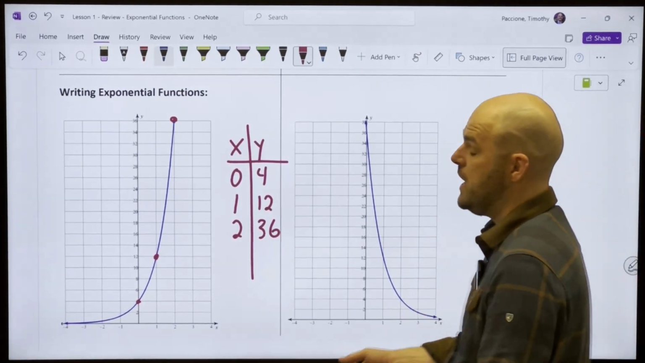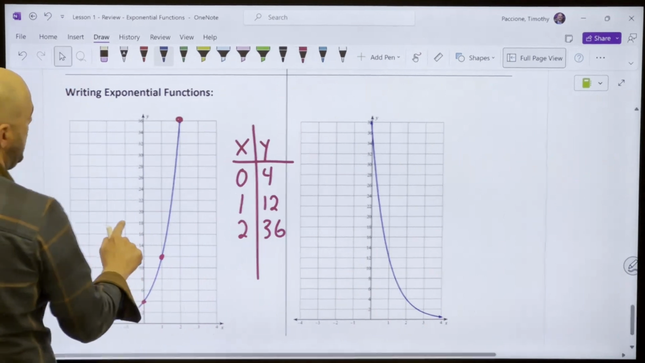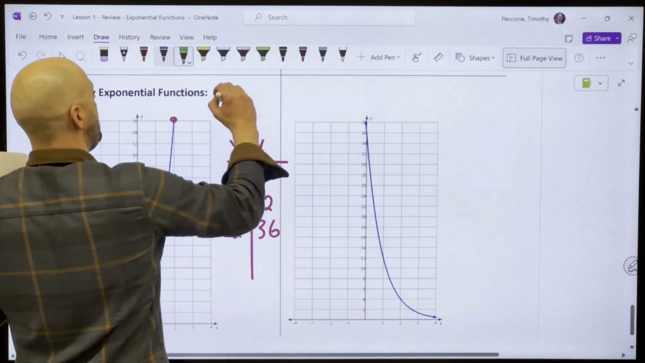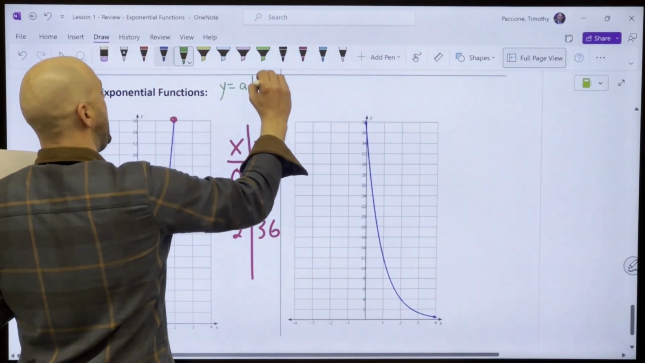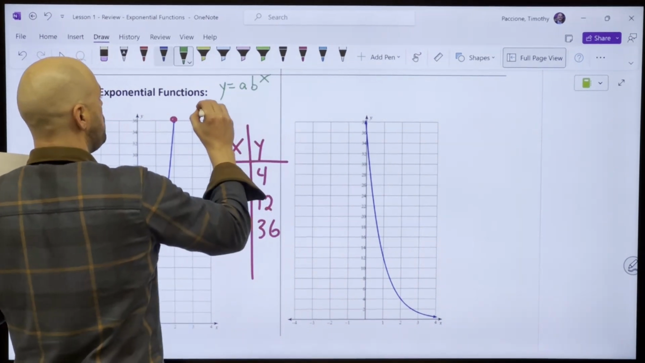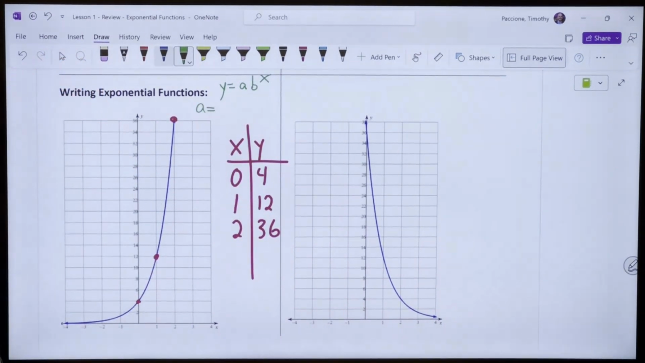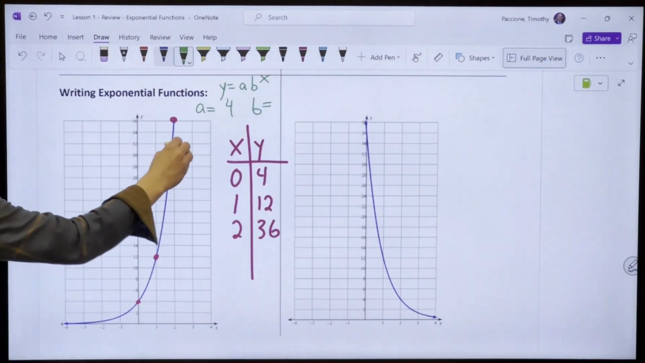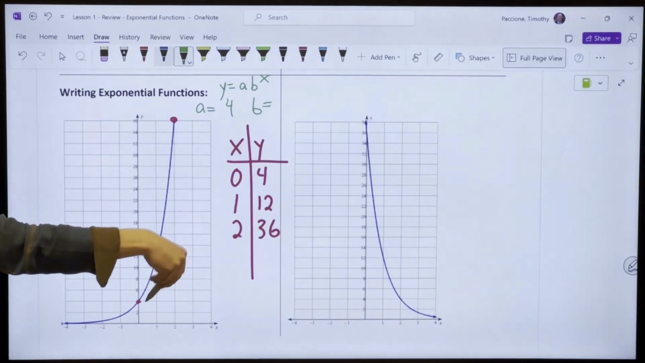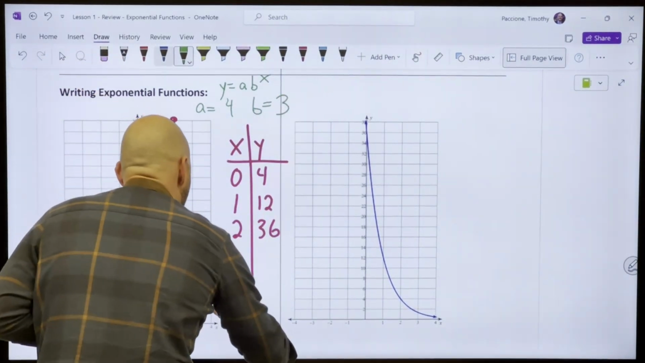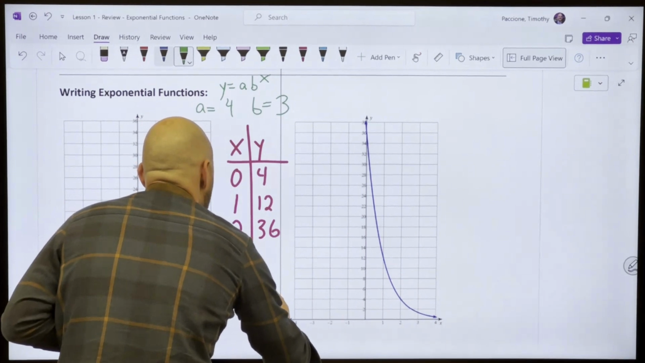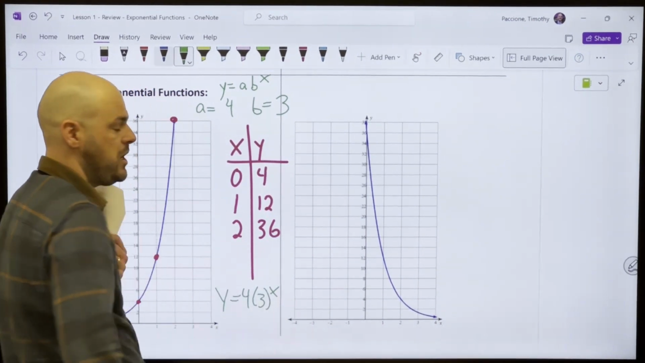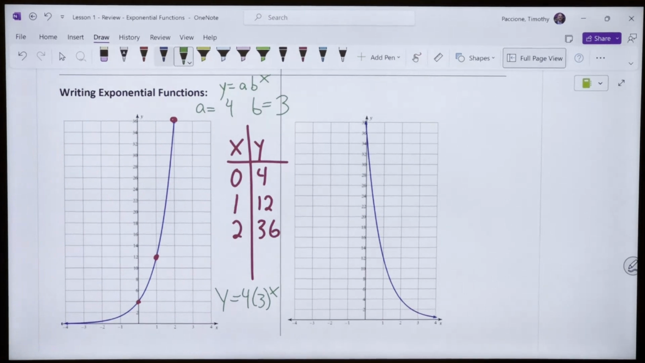So you need to find your a, you need to find your b. Right? We know that y equals ab to the x. So our a is our starting point, which is 4. Our b is our multiplier, 4 to 12, 12 to 36. 3. So y equals 4 times 3 to the x, and you're done. Right? So the table kind of connects the dots both ways, whether you're graphing or writing.